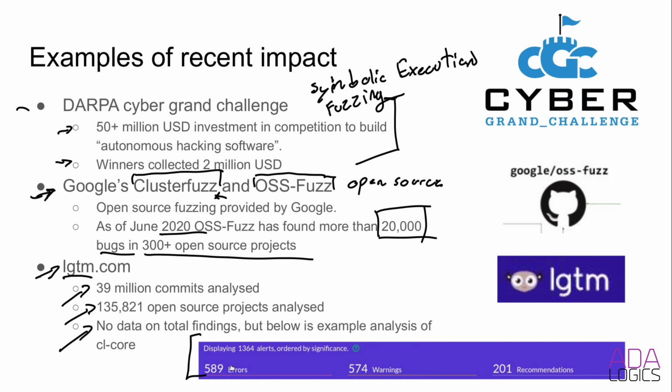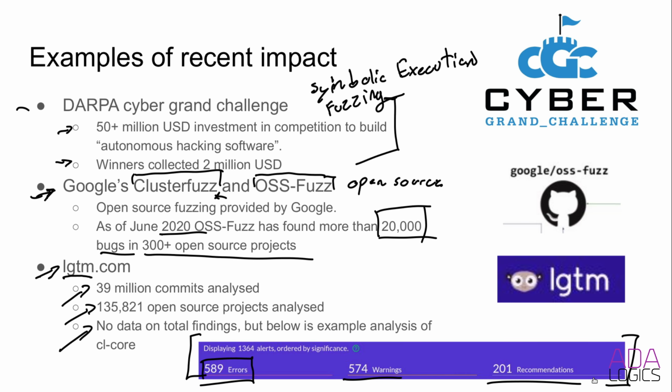Although they don't really provide data on the total findings of all this analysis, here's an example of a project that has been analyzed by this SEML product, where you can see that the product found 590 errors and 570 warnings, and also gave 200 different recommendations. So we can see here that there's a significant amount of results from providing these automated vulnerability analysis techniques for open source software. And you can really feel the impact and magnitude that some of these techniques have had.